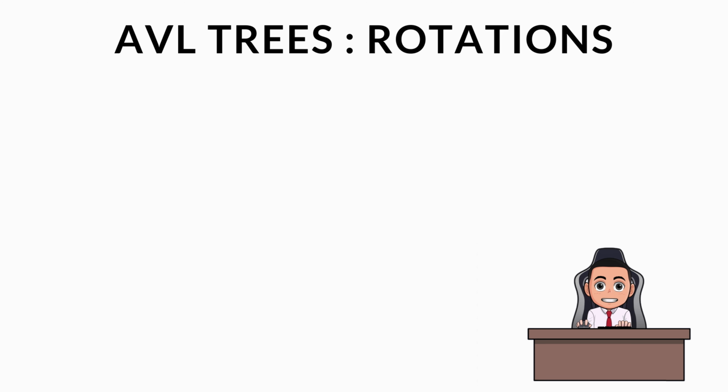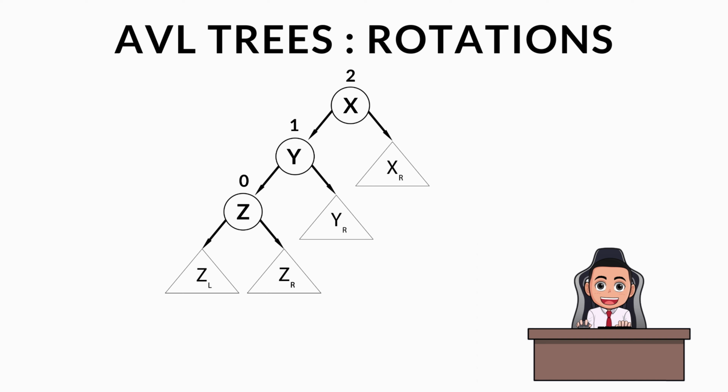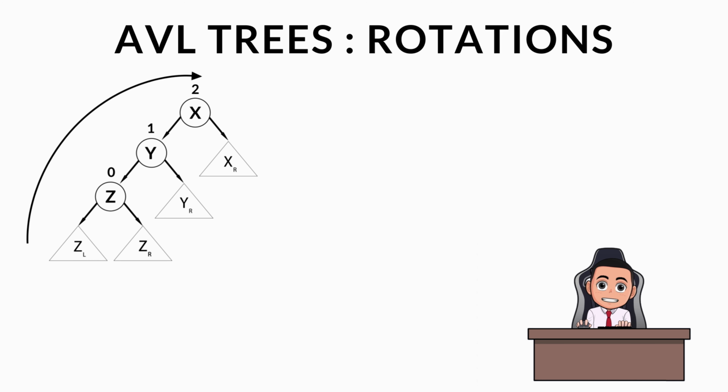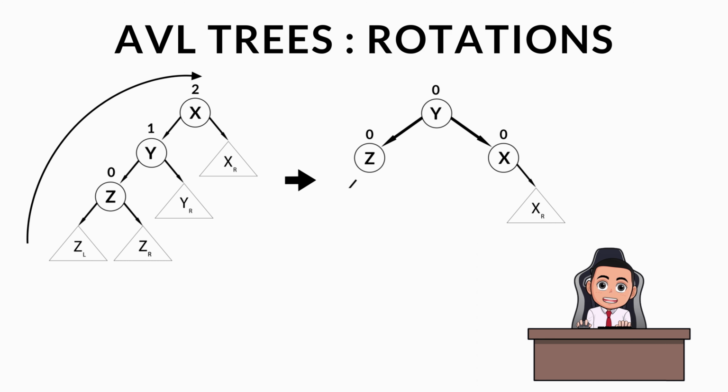Alright, so we covered all 4 cases, but what we haven't covered is what happens if these nodes have children. So in other words, these nodes have their own left and right subtrees. So this is our standard left-left case, and we perform a right rotation. So we get the following. X's right subtree remains on the right, Z's left and right subtree remain untouched. But what happens to Y's right subtree?